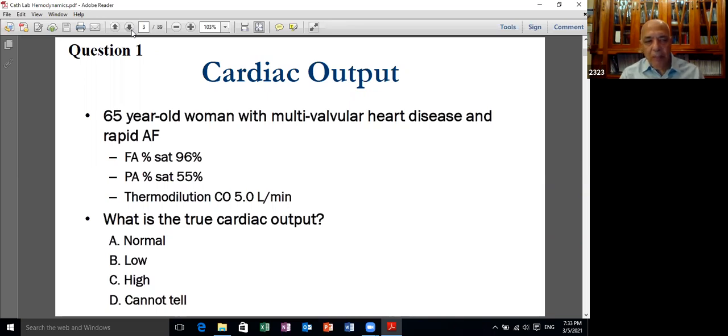So if you look into the pulmonary artery saturation, this is low. If you get a mixed venous oxygen saturation that is below 65, it means that the cardiac output is low. Usually the mixed oxygen saturation in the pulmonary artery is between 65 or 70 and 80%. If above 80, it's high cardiac output. Below 70, 65 is low cardiac output. So there is a discrepancy here between the pulmonary artery oxygen saturation and the thermodilution calculated cardiac output.